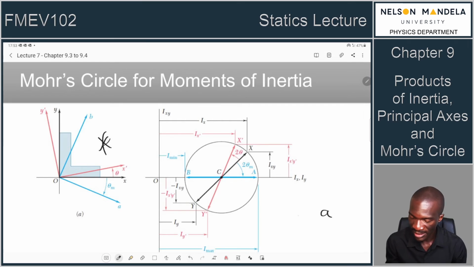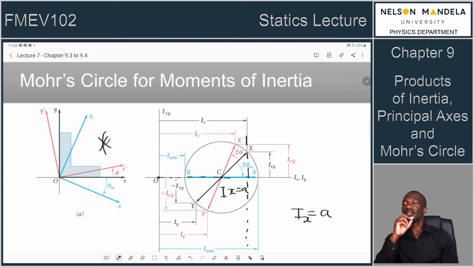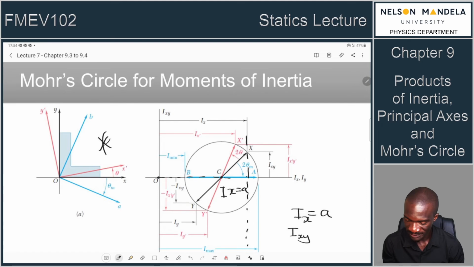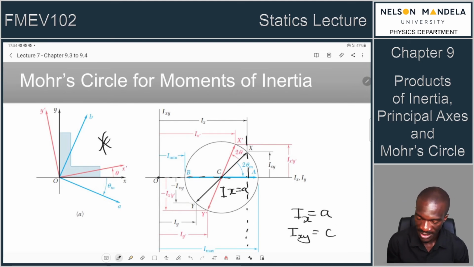If Ix is equal to A, then we just look for a distance A all the way from this axis. We now know that our moment of inertia in the X lies somewhere along the line Ix is equal to A. Then we calculate the product of inertia, Ixy is equal to C. And we know that the product of inertia is along this axis, so whatever value it is, the point at which they coincide becomes the point that describes the x-axis of this circle.